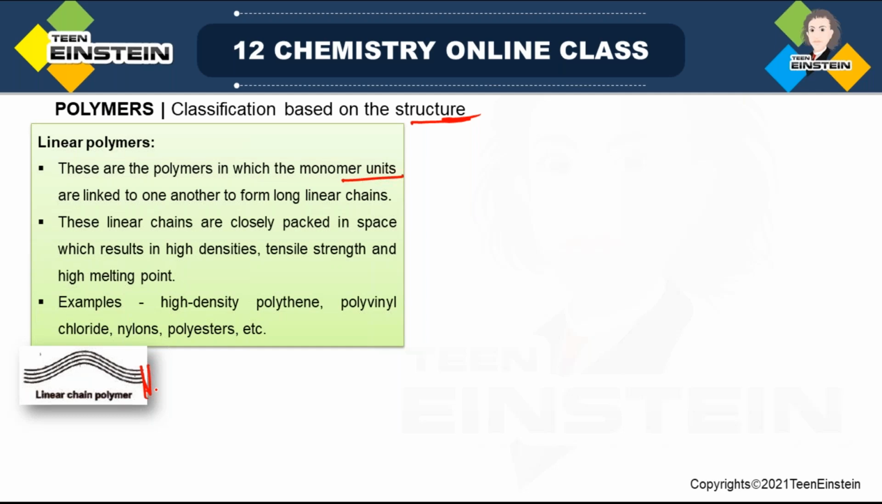Closely packed structure is possible. As a result, as they can come close to each other, they are closely packed, and there is less space available. So that is the result. Now the density will be very high.